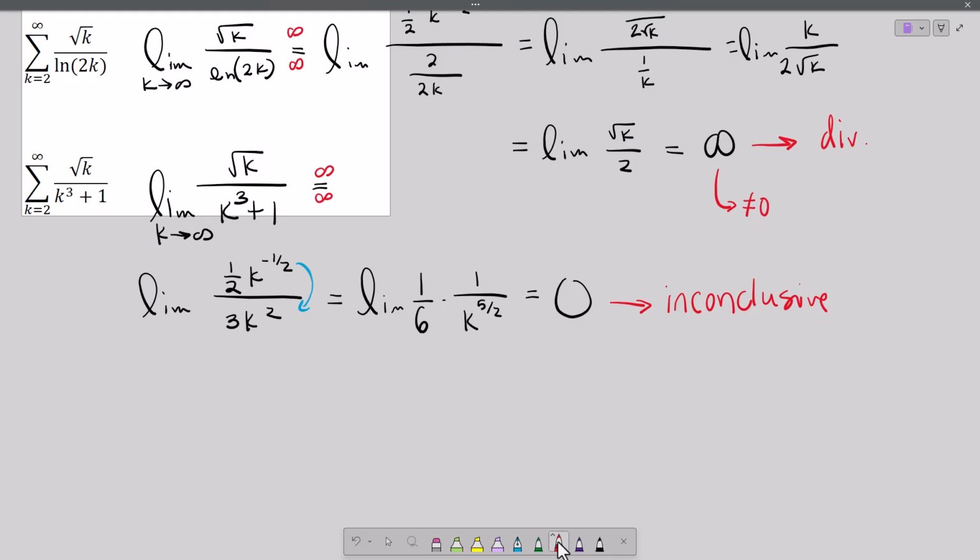Yeah, so when we took this derivative here, this is 1/2 k to the minus 1/2. When that comes out, it becomes positive, no, 1/2. You're right. Makes sense? Yeah. Okay, good.